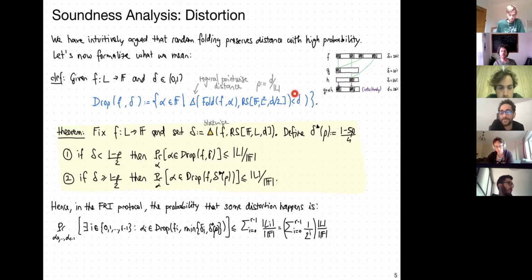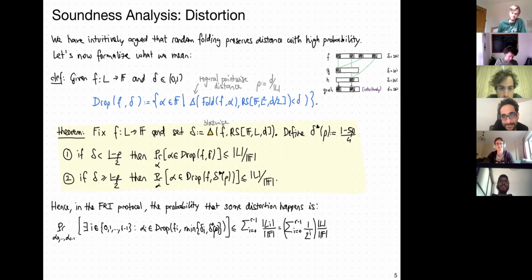Yeah, so what I'm saying is that I want to say what the drop set of f and delta is. What elements would make f lose in its folding a value of delta? So I ask, what are all of the elements such that after I folded, my distance from Reed-Solomon is at most delta? Oh, okay. I misread that as d instead of delta. Sorry. Oh yeah. We should also do self-correction to handwriting.